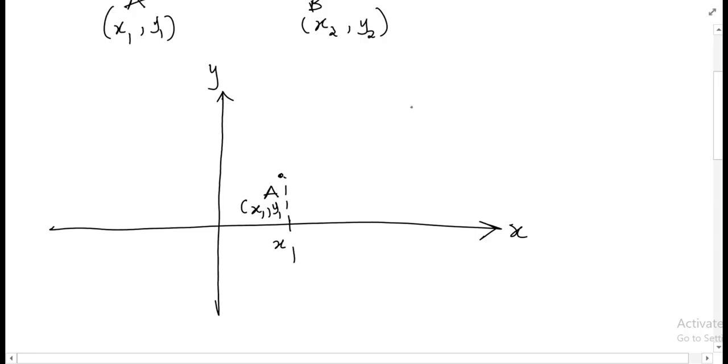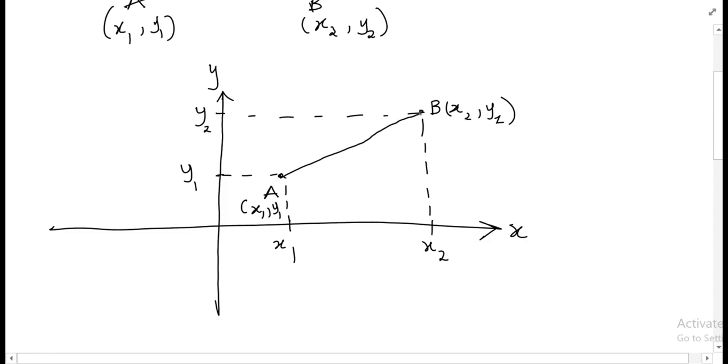And then we have another point here. Let's say this is point B, which has a coordinate x2, y2. So this is point x2, then this is point y1 along the y-axis, then this will be point y2. So the shortest distance from A to B will be a straight line from A to B.